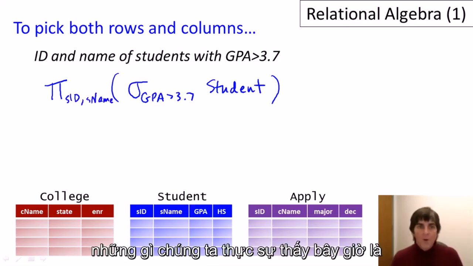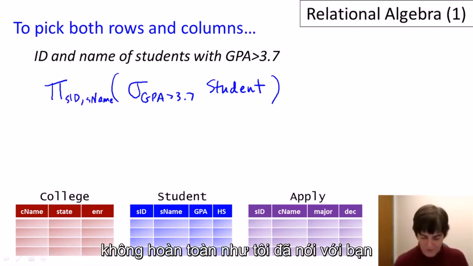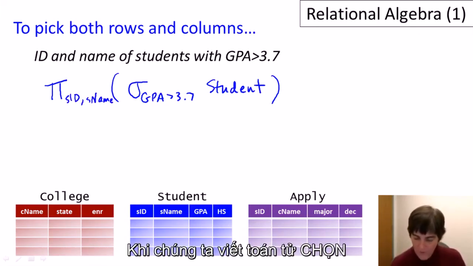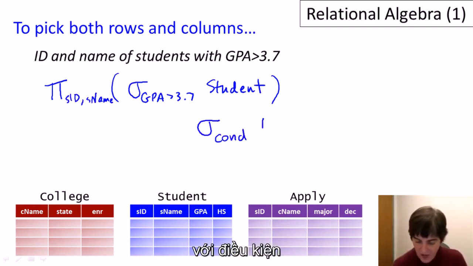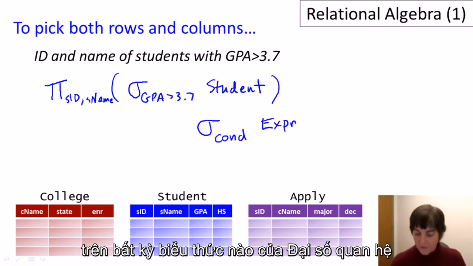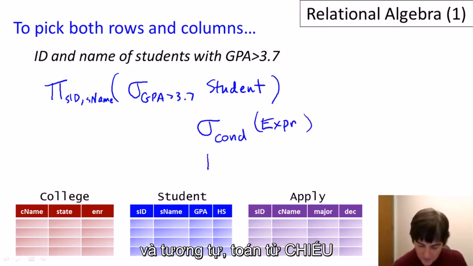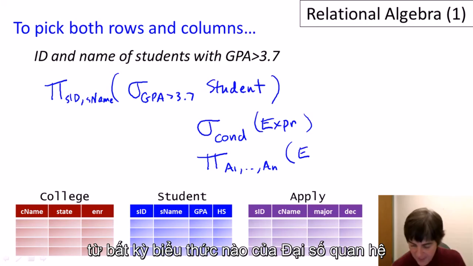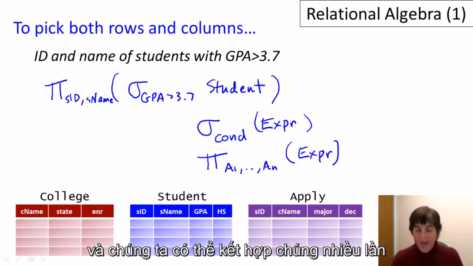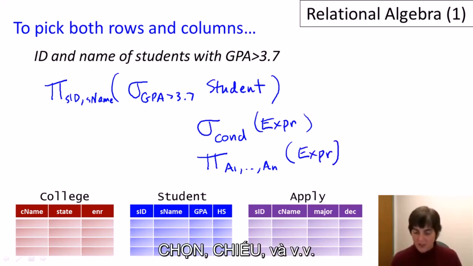Okay, so what we actually see now is that the general case of the selection and projection operators weren't quite what I told you at first. I was deceiving you slightly. When we write the select operator, it's a select with a condition on any expression of the relational algebra. And if it's a big one, we might want to put parens on it. And similarly, the project operator is a list of attributes from any expression of the relational algebra. And we can compose these as much as we want. We can have select over project over select, select, project, and so on.